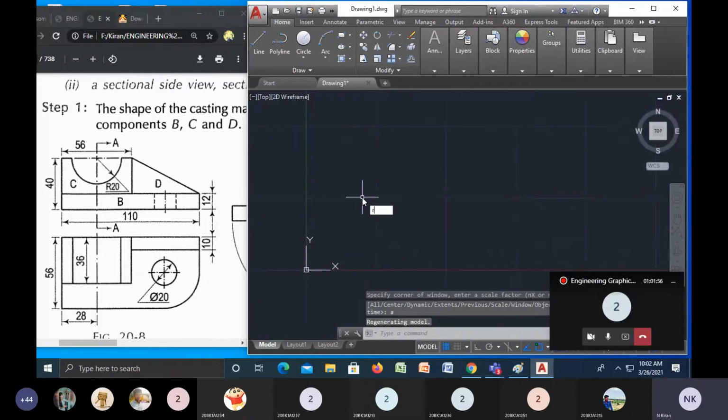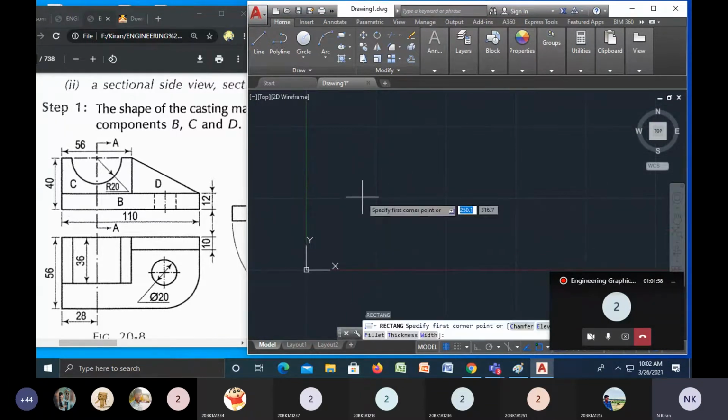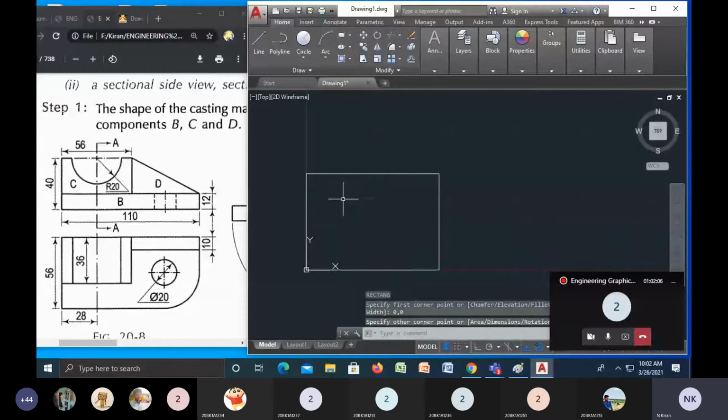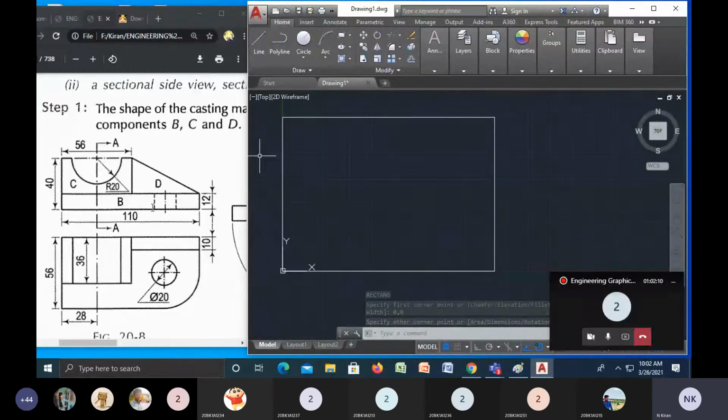And I will make a work area. REC enter, rectangle 0 comma 0 and 594 comma 420. Right, this is my work area. Now in this I have to draw this diagram for this isometric view.